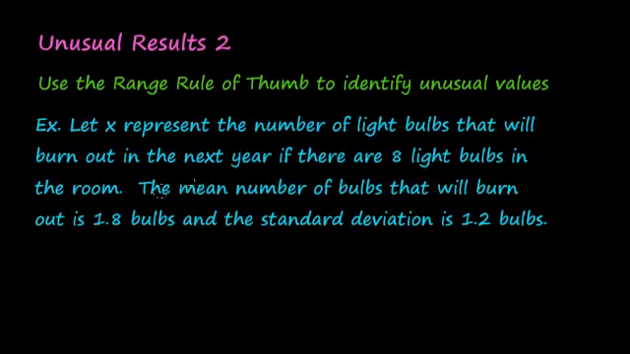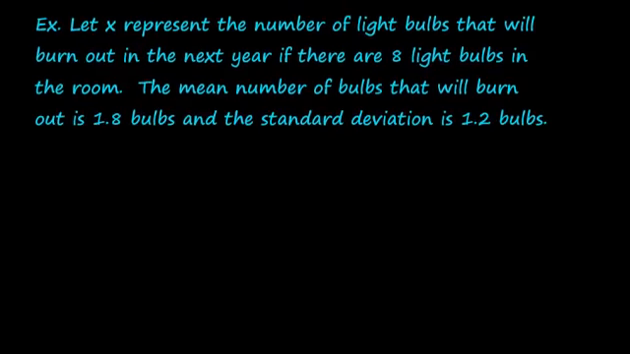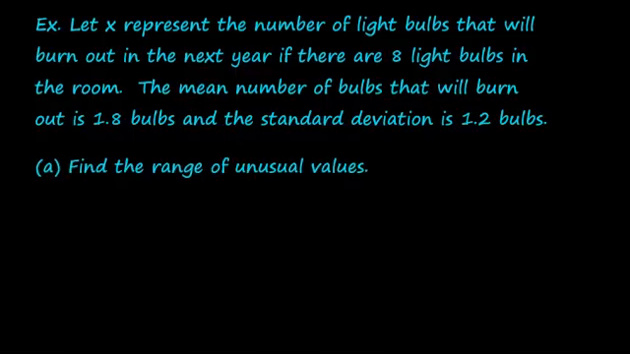So here's an example. We want to let our random variable x represent the number of light bulbs that will burn out in the next year if there are 8 light bulbs in the room. We're still in a discrete probability distribution. It's already been computed that the mean number of bulbs that will burn out is 1.8 bulbs, and the standard deviation is 1.2. In another problem, perhaps later, you might have to calculate that. But say we already know that. Then we want to find this range of unusual values.